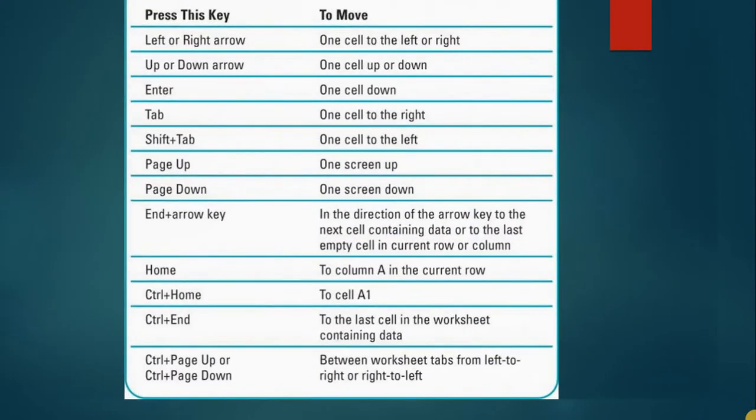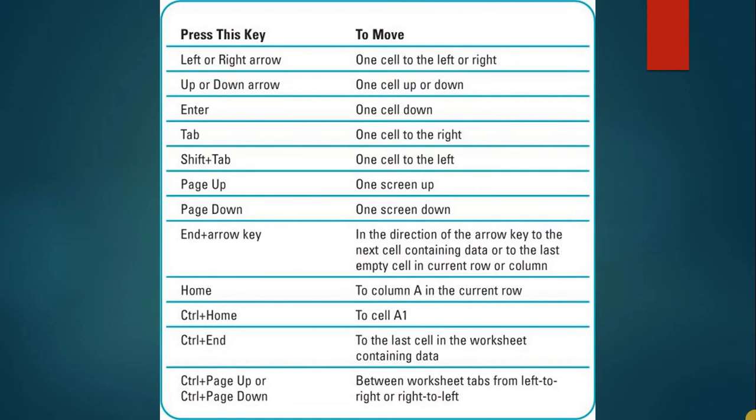Next, moving around in a worksheet. There are many shortcut keys to move around the worksheet. First one, left or right arrow key, is used to move one cell to the left or right. Next, up or down arrow keys are used to move one cell up or down. Enter key is used to move one cell down. Tab key is used to move one cell to the right. Shift plus Tab key is used to move one cell to the left.